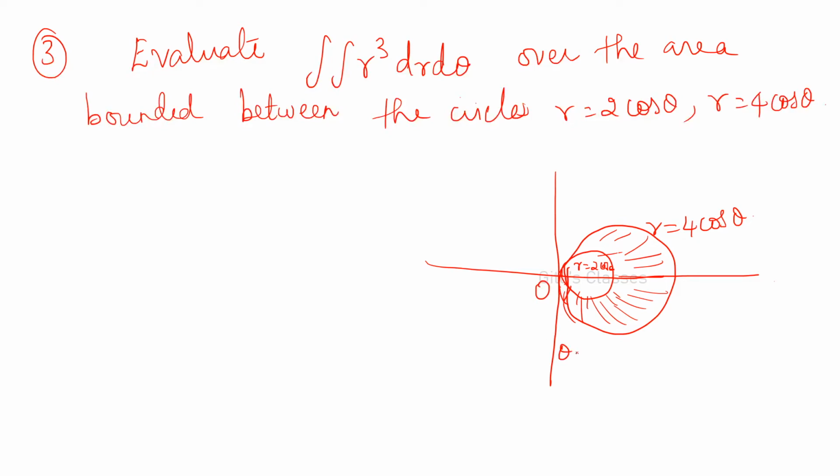And this side you can consider as theta = minus pi by 2, and this line is theta = pi by 2. So I have to consider from this. See, now to find the r value, you have to consider the strip here.